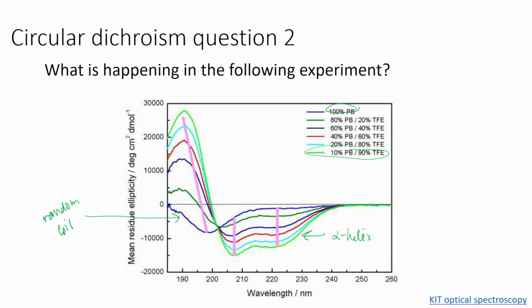It starts out random, and then we gradually start replacing PB with TFE. TFE is a type of solvent that helps the protein to fold. And so the more TFE you put in there, the more folded the protein gets.